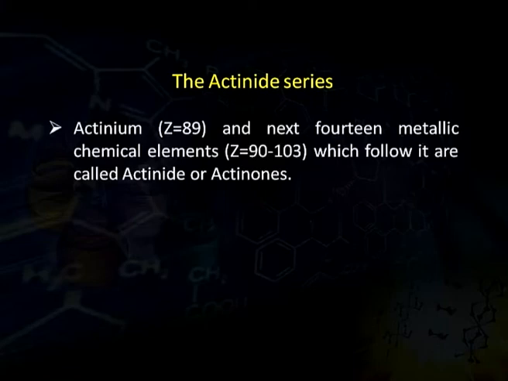Since the extra electron goes to the f orbital, which belongs to the n-2th main shell in their elementary or ionic state, these are called f block elements. In actinides, the 5f subshell is successively filled. The elements in which the extra electron enters the 5f orbital of the n-2th main shell are known as actinides. Actinium, atomic number 89, and the next 14 metallic chemical elements, ranging from atomic number 90 to 103, which follow it, are called actinides and also known as actinones.